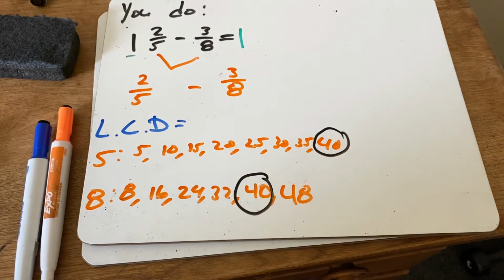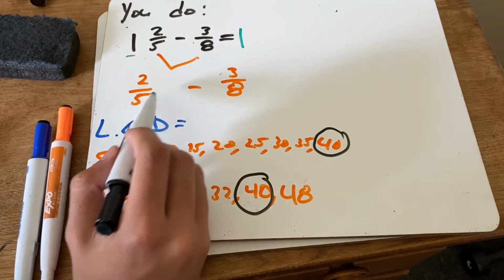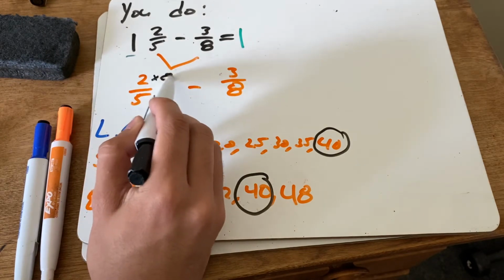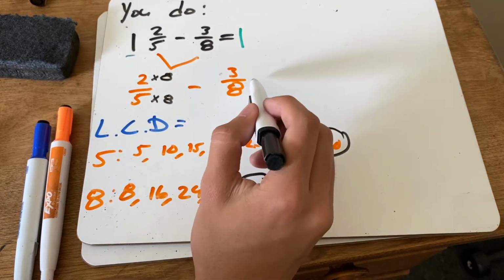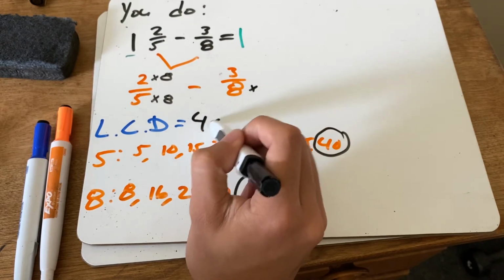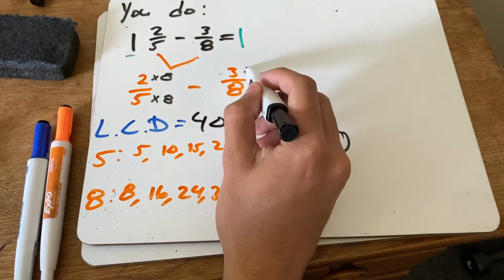40 over here and 40 over there. So, how can I switch up this 5 into a 40? I need to multiply it by 8. Exactly, multiply it by 8 here. How can I switch up my 8 to become a 40? That's our LCD. 8 times 5, exactly.